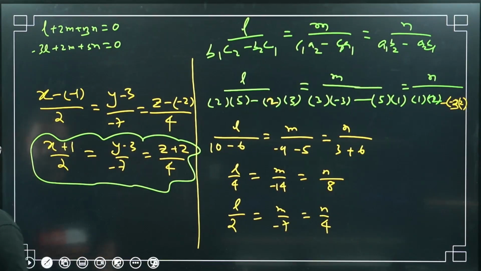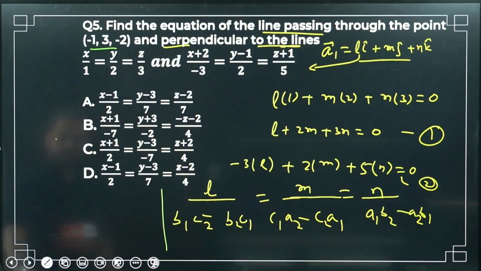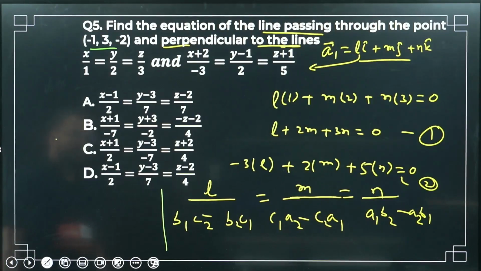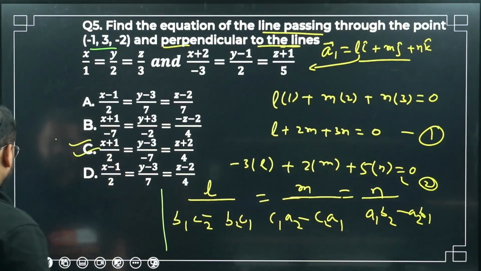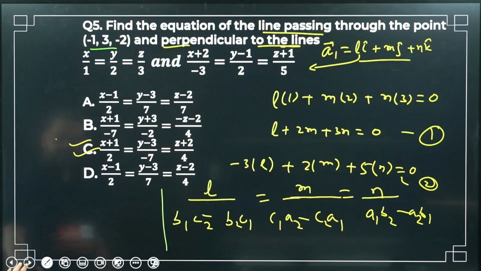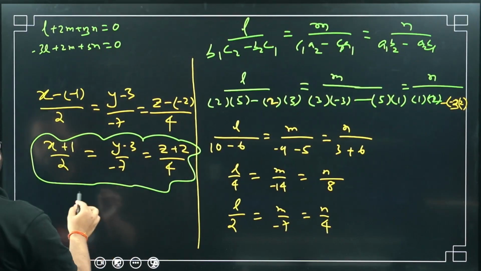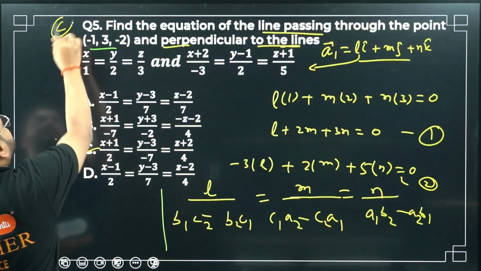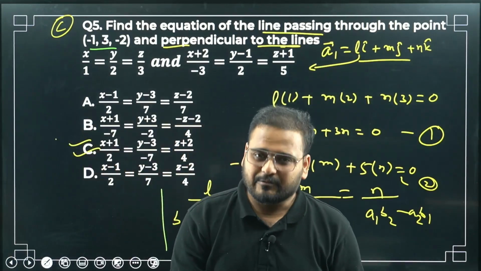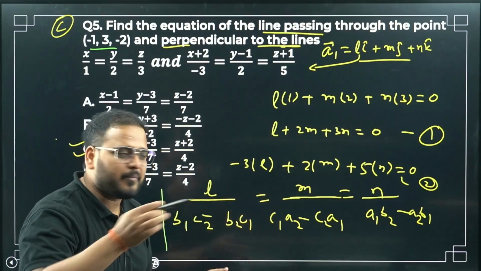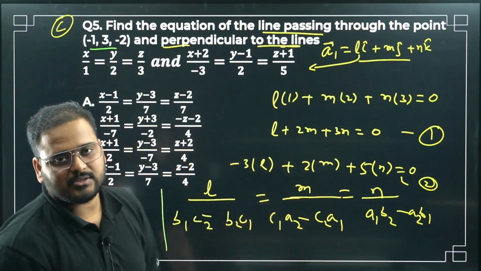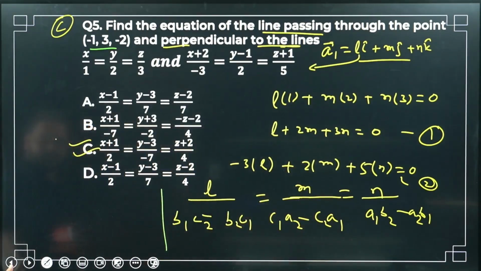Any option like this? X plus 1 by 2, y minus 3 by minus 7 and z plus 2 by 4. Okay, looks correct. Option C, right? X plus 1 by 2, y minus 3 by minus 7 and z plus 2 by 4. Correct, so option number C is the right answer. Please have a look. If I have made any mistake while doing the calculation, let me know, bacha. I've tried not to, but if I have made any, forgive me and let me know in the comment section that sir, the answer is coming like this. We'll discuss. Okay, chaliye. So question number 5 is done.